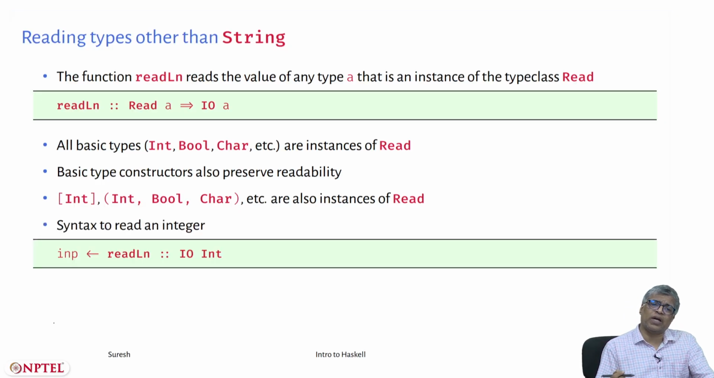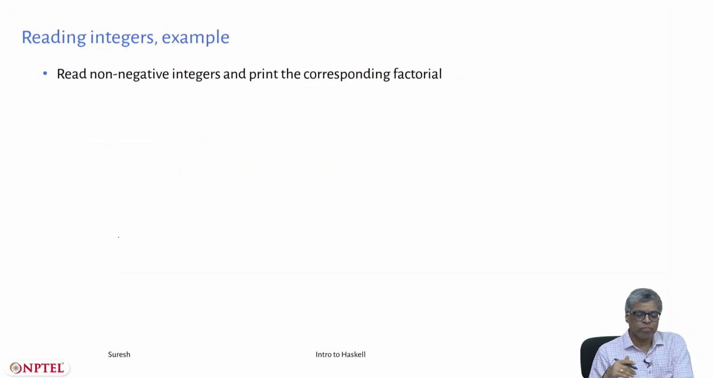The syntax to read an integer is something like this. input left arrow says bind the result of read line to the name input, and the result is an integer. So therefore, read line itself is of type IO Integer, and you are just specifying that type. Here is an example: read non-negative integers and print the corresponding factorial. We will now program this in VS Code, and check what kind of results are produced.